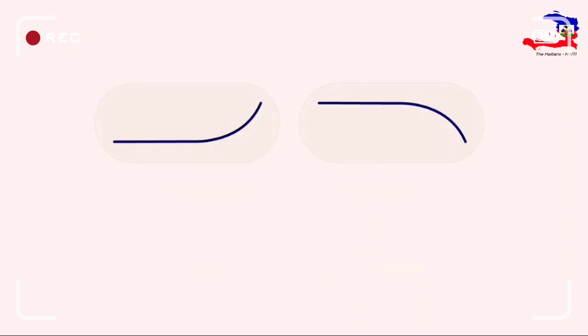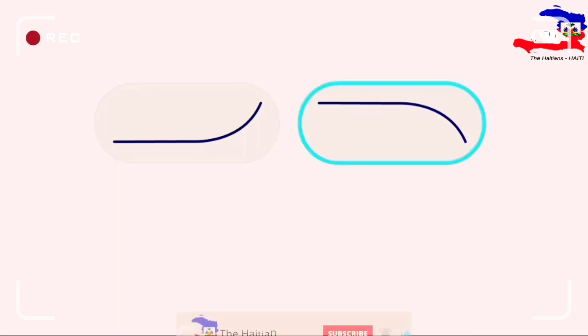For each sentence, decide whether it ends in rising or falling intonation. Then click on either the rising or falling symbol.